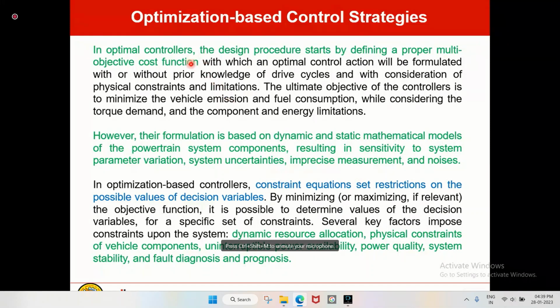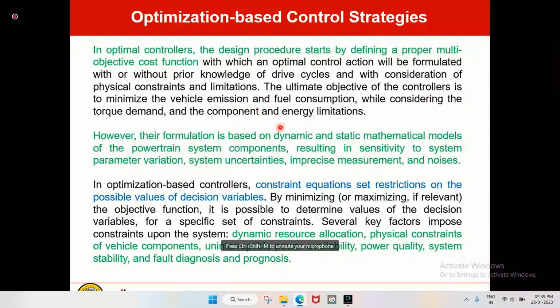So what is the idea here? What we want to do? We want to reduce the emissions. We want to reduce the fuel consumption. At the same time, we want to ensure that adequate torque is always made available to the driver, power and torque, right? And then all the components are used at their optimal level.